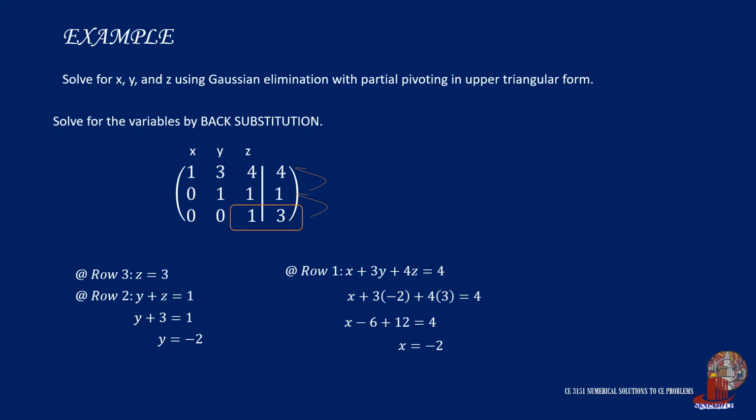And finally, we can summarize the variables as x is equal to negative 2, y is also negative 2, and z is equal to 3.